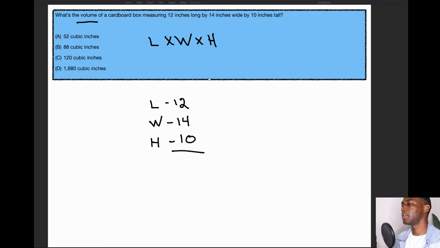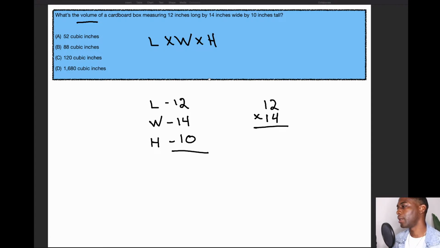Now I'm going to start multiplying. I know that I have to multiply my length times my width, so I come over here, 12 times 14. If you are a part of today's session, these are going to be the same questions that we did last time, plus a little more depending on time.